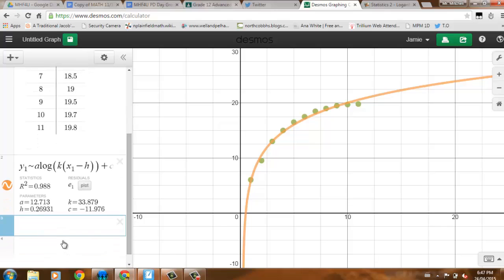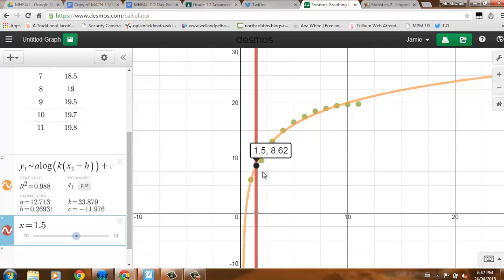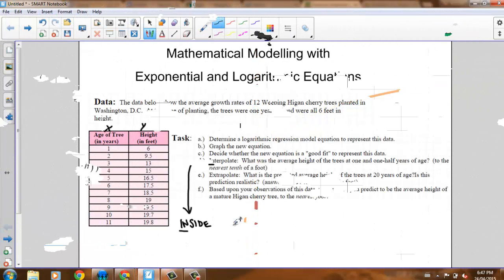I can just plot the line x equals 1.5. And I see that line show up. And Desmos tells me where the lines cross, that point of intersection. So at 1.5 years, interpolating, the trees were about 8.6 feet tall.